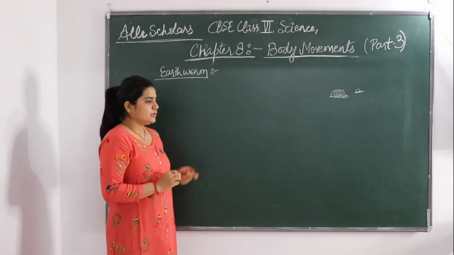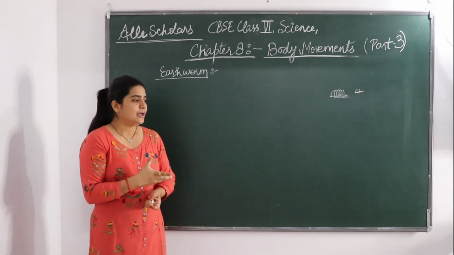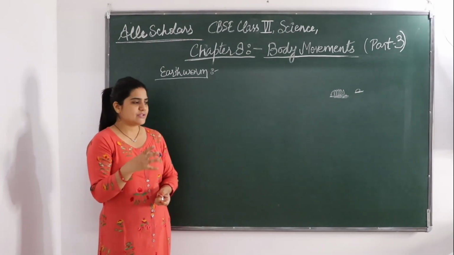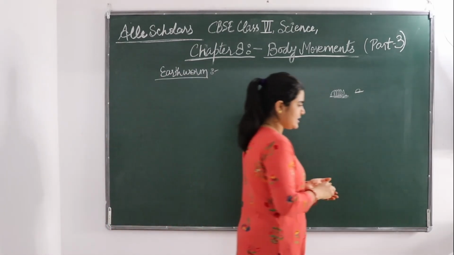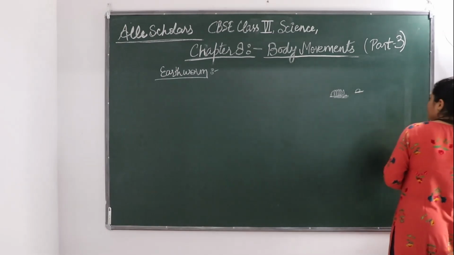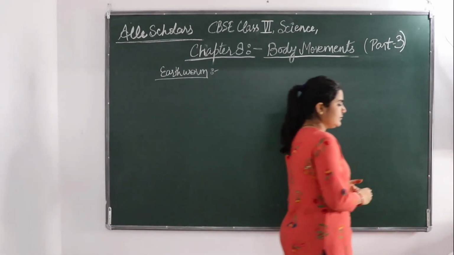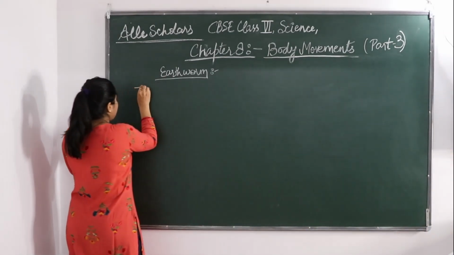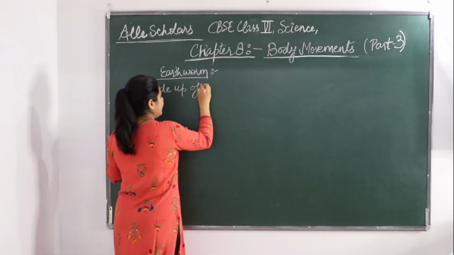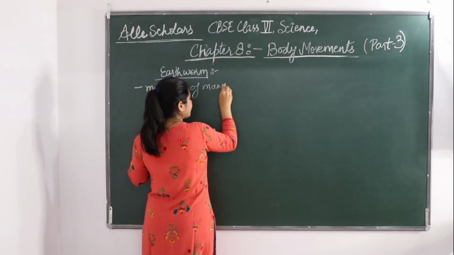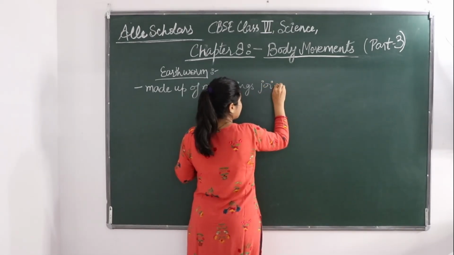This makes the earthworm move a small distance. By repeating such muscle expansion, contraction, expansion and contraction, the earthworm is able to move through soil. You must have seen that these earthworms can move through soils. So if you talk about earthworm, the first thing is that it is made up of many rings joined end to end.